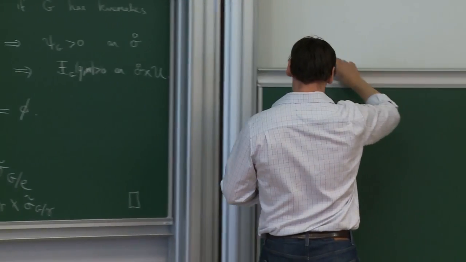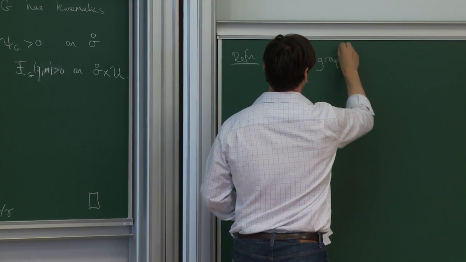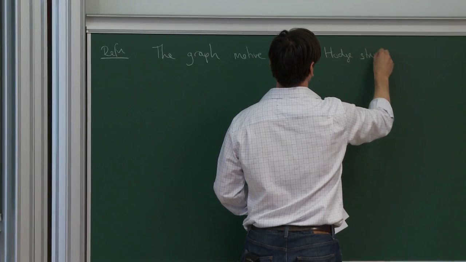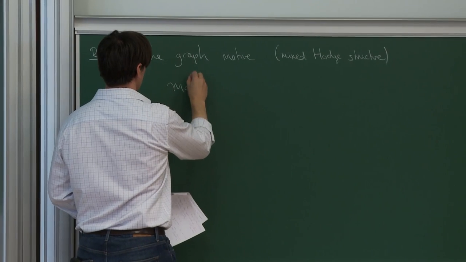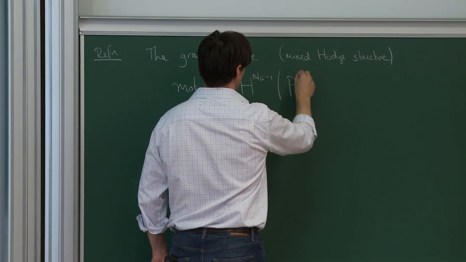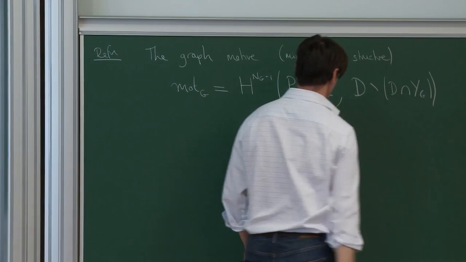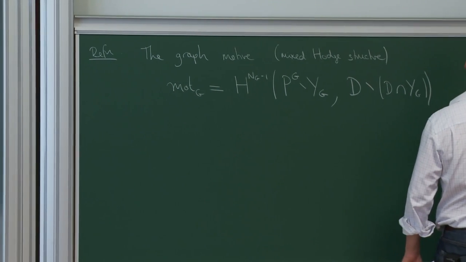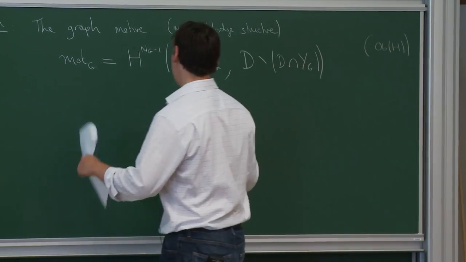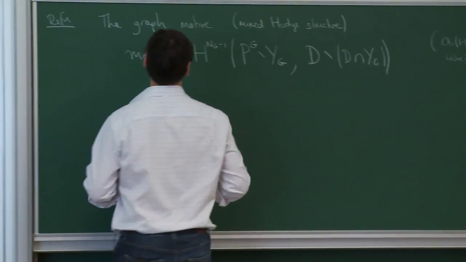Okay, fine. So we can define now the graph motive. Again, this is an abuse of the word motive. It's really a mixed Hodge structure. Mot G, which will be the cohomology H^(N_G - 1) of P^(N_G - 1) minus Y G relative to D minus D intersect Y G. And we think of this as an object in some category. I'll be more precise about this a little bit later on. We think of this as a de Rham cohomology group and a Betti cohomology group and a comparison isomorphism. So that was in lecture 2.